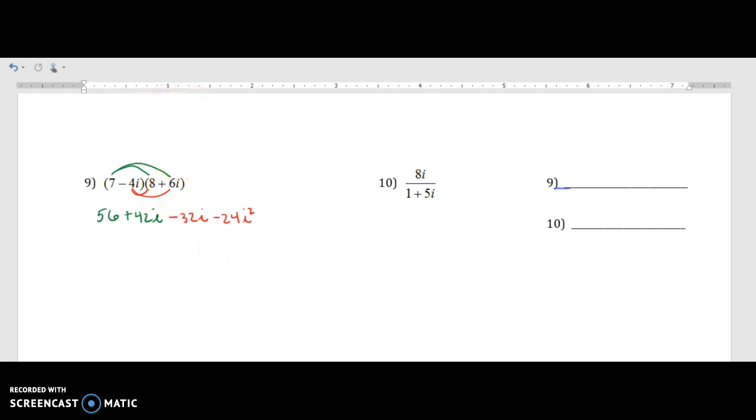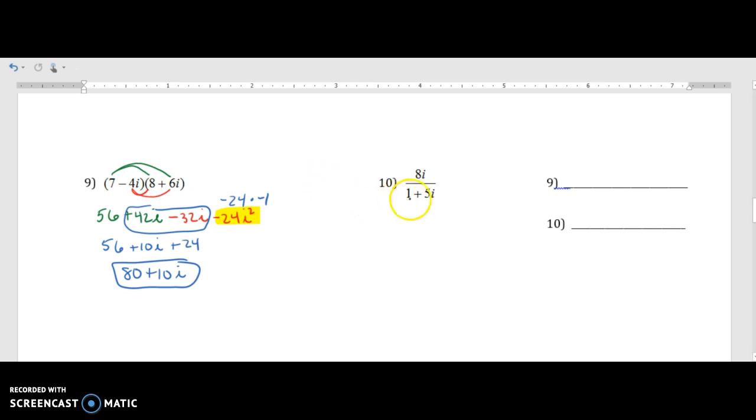Now, the thing you have to know here is this here is going to change. So the 56 stays the same. I'm going to combine these, right? And that's going to give me plus 10i. But then I have to remember this is negative 24 times negative 1, which changes it to a positive 24. 56 plus 24 is 80 plus 10i. And we stop. We do not factor anything out from here. Okay? That's the end of the problem.